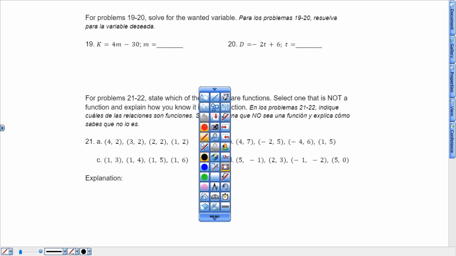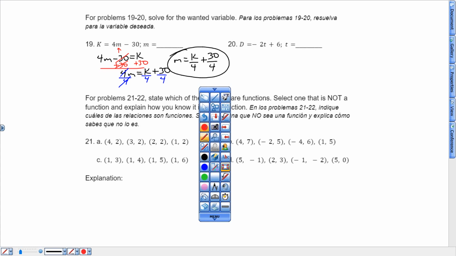All right, for this guy, solve for m right here. So if I'm going to solve this for m, I would say flip this around. I'm going to add that 30, and I'm going to divide by 4. So that gives me 4m equals k plus 30. And now I'm going to divide by 4. So that gives me m equals k over 4 plus 30 over 4, since that can't be reduced.